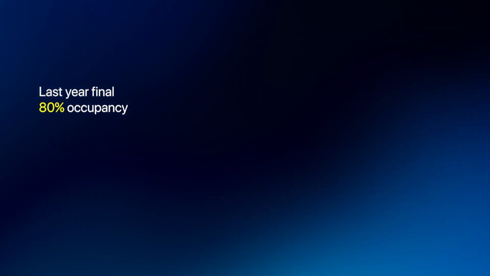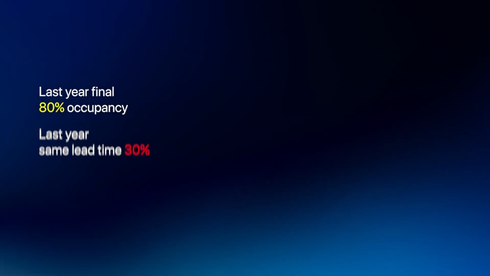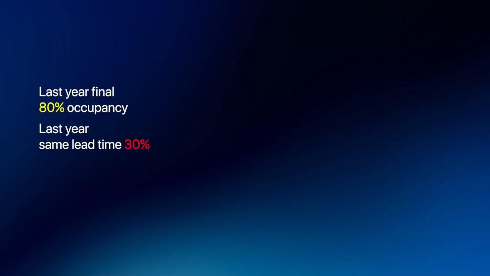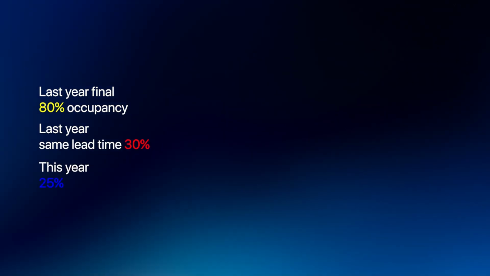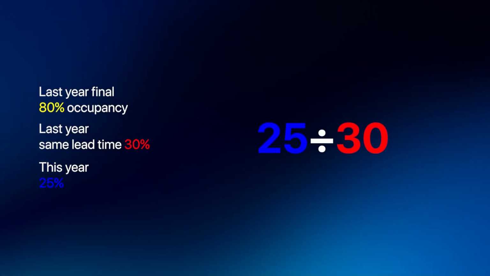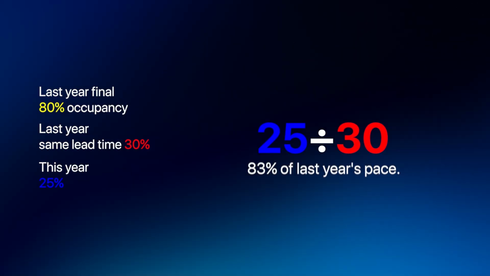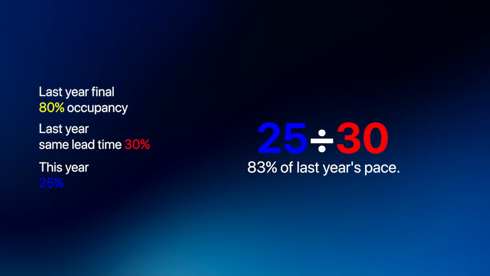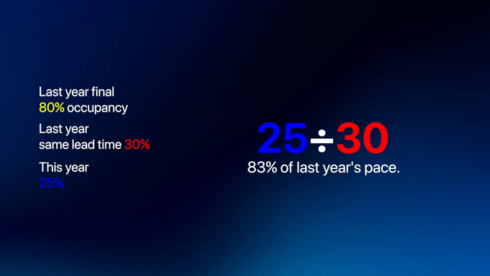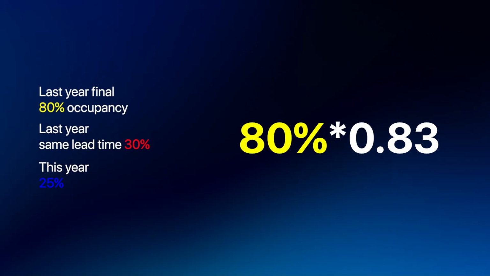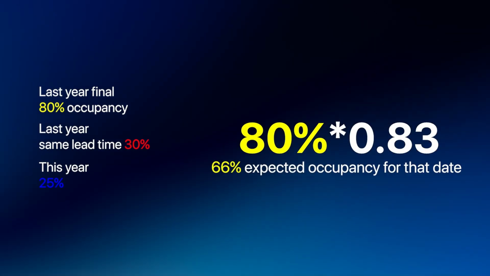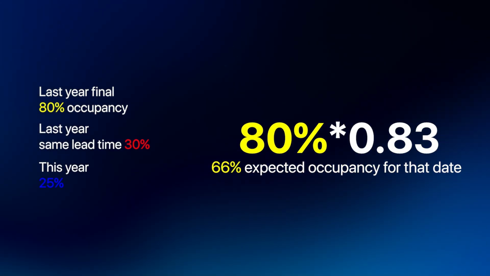Let's say for a date 3 months out to start with. Last year final was 80% occupancy. Last year at the same lead time was 30%. This year right now is 25%. So you have 25 divided by 30, and that's about 83% of last year's pace. Apply that to last year's final, 80% times 0.83 equals roughly 66% expected occupancy for that date.